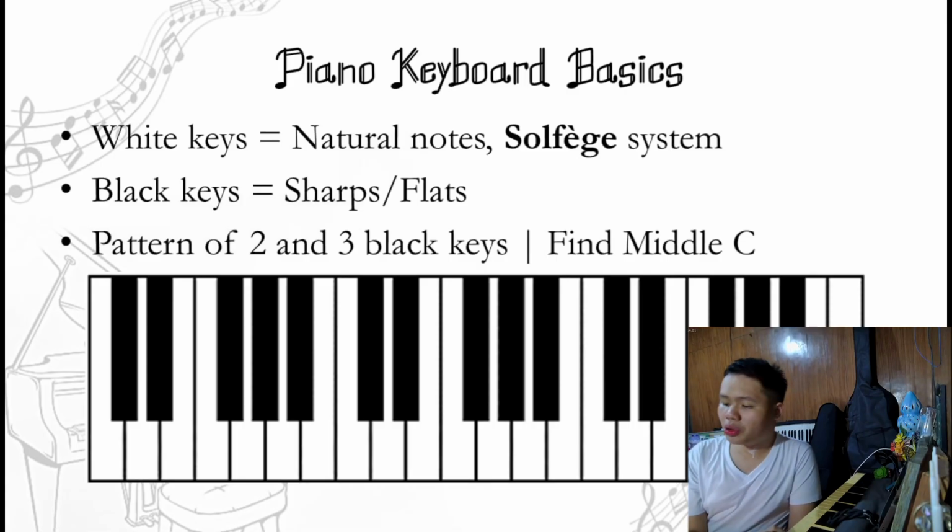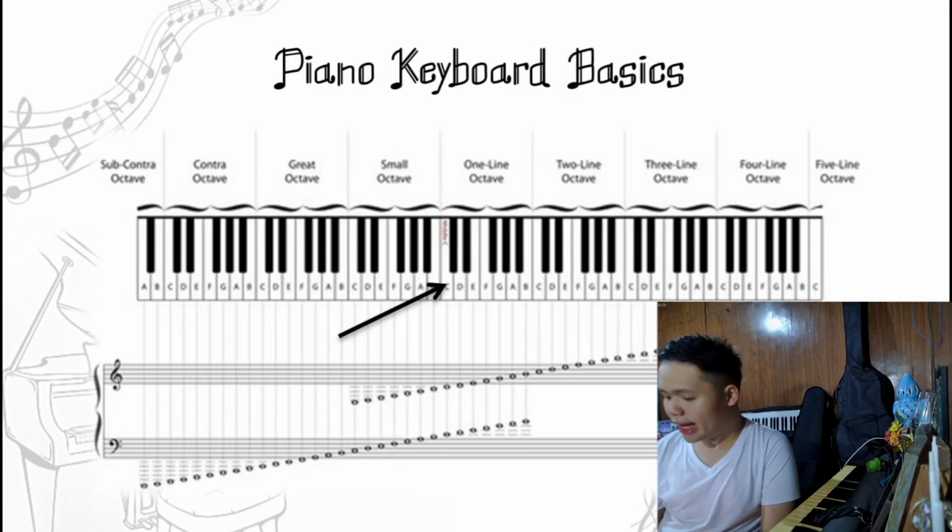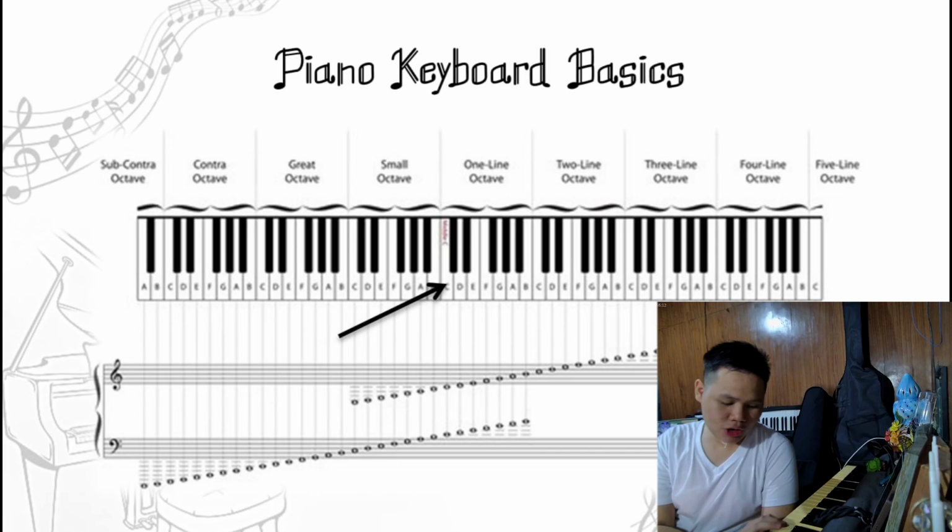And the black keys, which is also known. So here is the middle C. This is a diagram of the middle C. So it is the middle section of the 88 key piano. So if you have 88 keys like me, the middle C should be here.